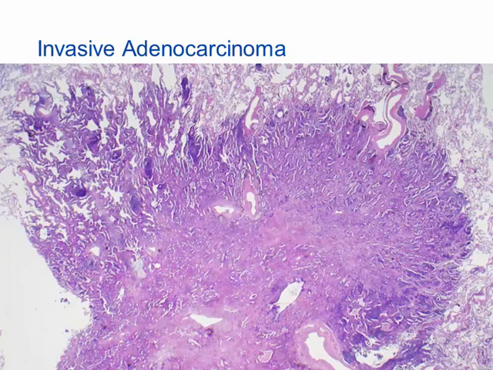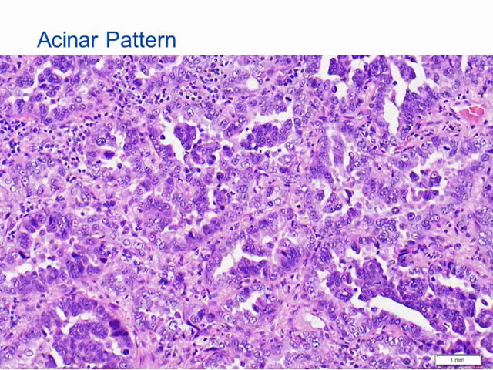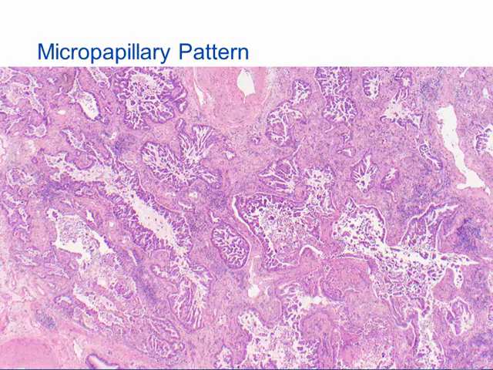Here's a typical invasive adenocarcinoma. An acinar growth pattern, as you all know, is classified by these acinar glands that are lined by the neoplastic cells. Usually, there is quite a complex architecture to these neoplastic glands.